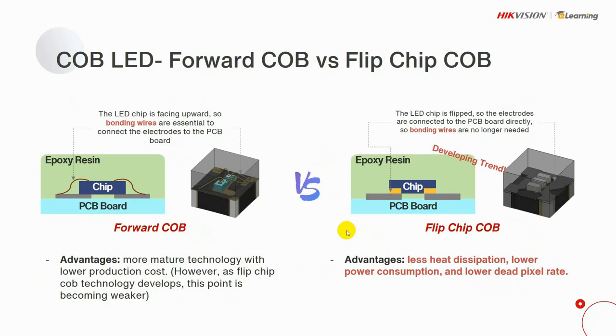So let's take a closer look at the difference between COB and flip chip COB. Like I said before, in COB we have to connect the PCB board and LED chip with copper wire from above, like shown on the left, right? But for flip chip COB, the electrodes are connected to the PCB board directly, like shown on the right. No more wire. So to have less heat dissipation, lower power consumption, and lower dead pixel rate, which is caused by the disconnection of the copper wire, right?